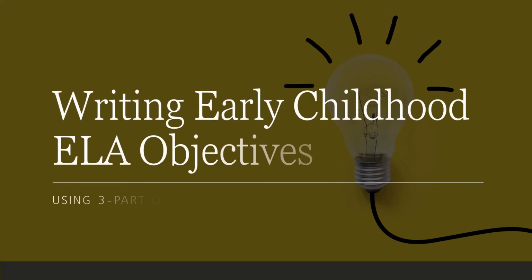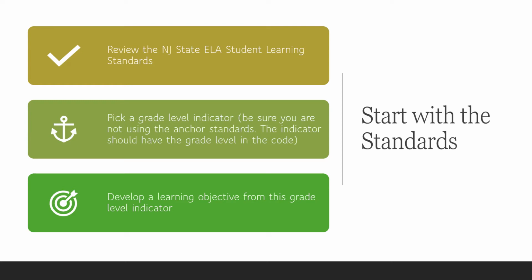This video will teach you how to write early childhood English language arts objectives using a three-part objective format that is based on the student learning standards. First, review the New Jersey State ELA student learning standards. Pick a grade level indicator and be sure that you are not using the anchor standards. The anchor standards are what is expected to be learned by the end of high school. So make sure that you're using the indicator that is for the grade level.